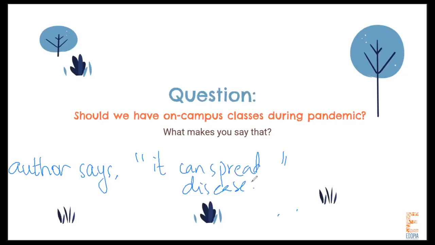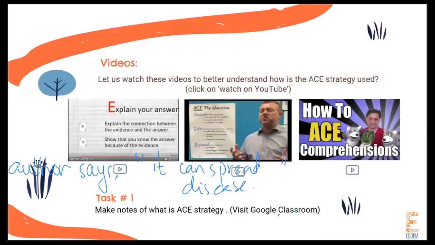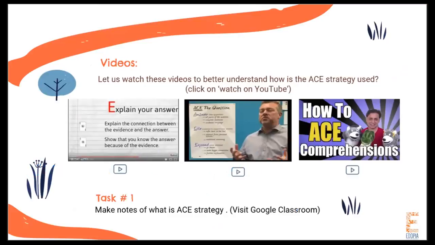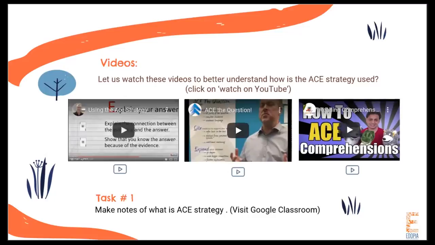All right, so moving on to the next slide. Now here are some videos that I want you to watch. You can watch these following videos. If you just click on them, click on watch on YouTube for better streaming and for full screen. And your task would be that you have to make notes of what the A strategy is. Now this task is already assigned to you on Google Classroom. So you have to visit your Literacy Google Classroom, click on your task 1, and there will be a Word document that you have to fill.